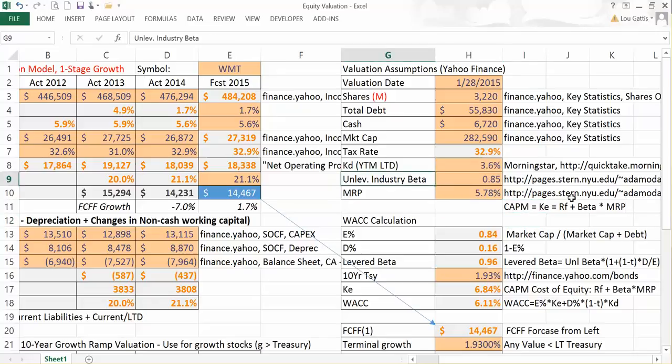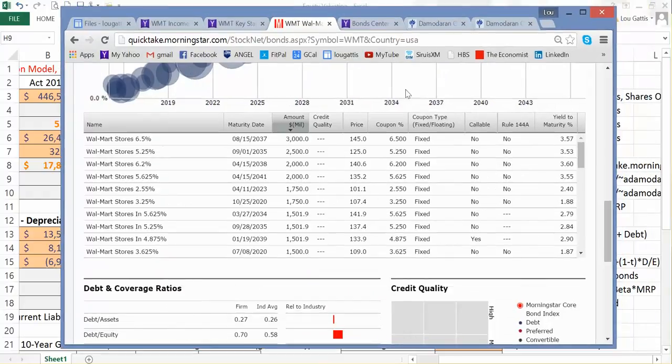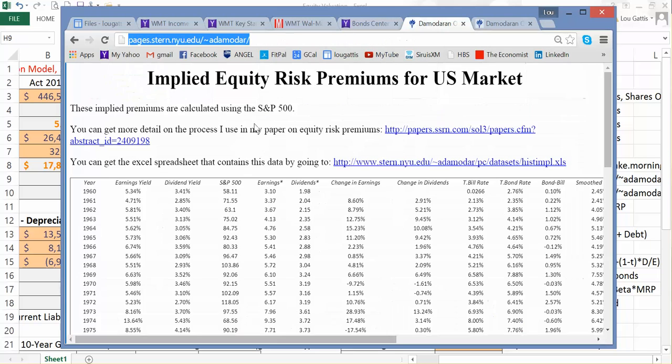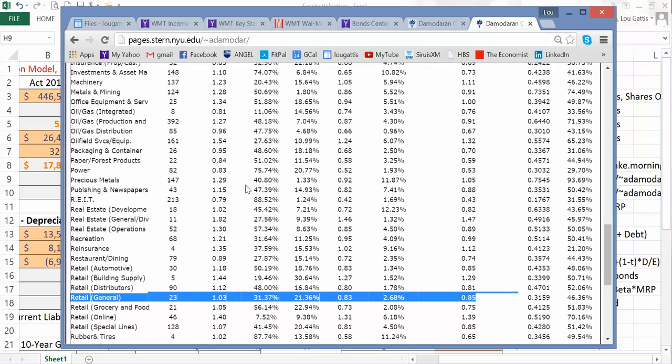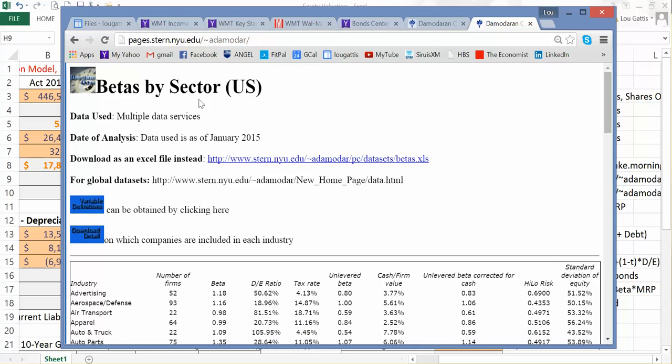So the first thing I'll use is the beta, but I generally don't use the betas you find on the websites because they change a lot over time, especially as the firm matures. So what I'm going to go to is Damodaran, who has a website at Stern School at NYU. And what I use is an average beta for their industry, because I assume that the industry beta is going to be much more stable.